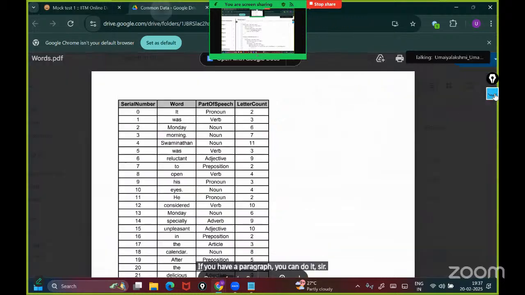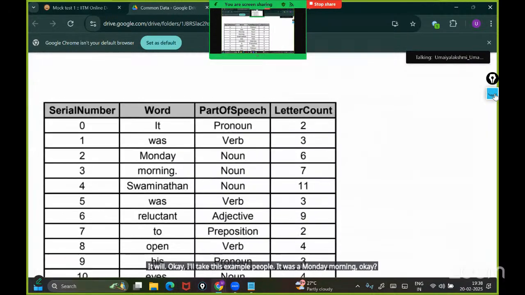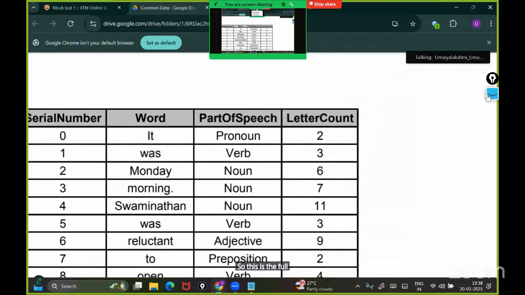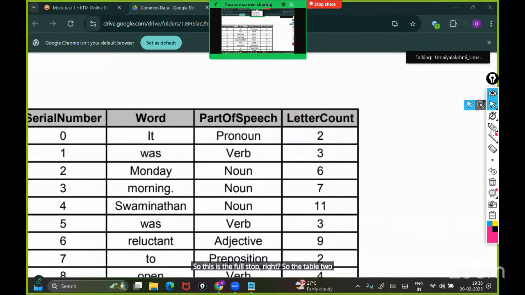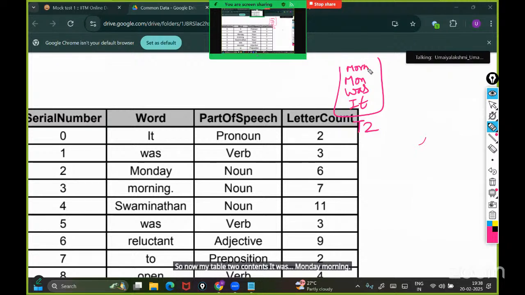Okay, I'll take this example, people. It was a Monday morning, okay? So this is the full stop, right? So table 2 contains all these elements. Now my table 2 contains "it was Monday morning." So the letter count is 2, 3, 6 and 7. This is pronoun, this is verb, this is noun and this is noun.